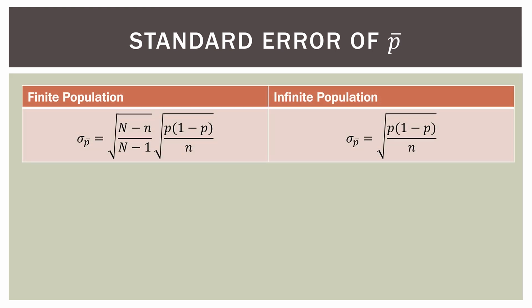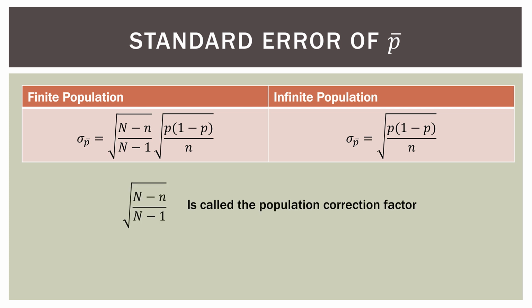So depending on the answer to that question, we have a slightly different standard error. So the standard error is sigma sub p bar. And again, remember for sample means, it's sigma sub x bar. Same notation, very similar. So on the left, we have the standard error if we're taking it from a finite population. And on the right, we have the standard error if we're taking it from an infinite population. They're very similar except for the one expression there at the beginning. That is called the population correction factor.